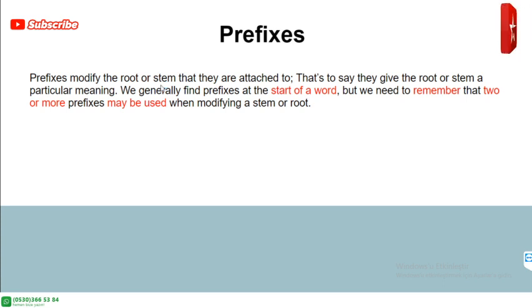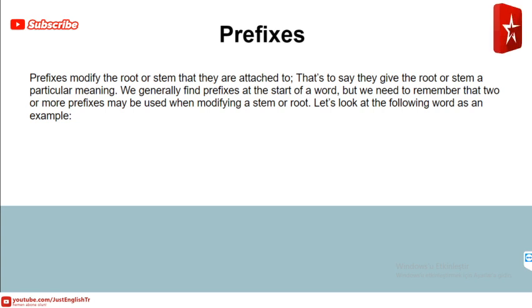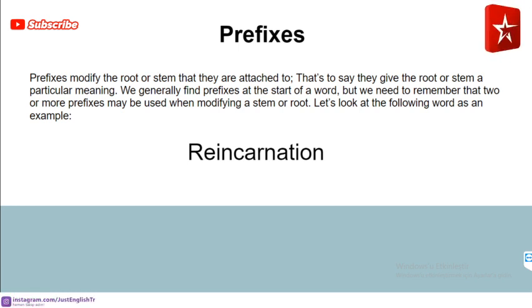Generally, we find prefixes at the start of a word, but we need to remember that two or more prefixes may be used when modifying a stem or a root. Let's look at an example. Okay, we can look at the word reincarnation, a word which in Turkish is exactly the same. In Turkish, it comes from the French language. In English, we got it directly from the Latin language. And here we have two prefixes being used. Can anybody guess which prefixes we're using?